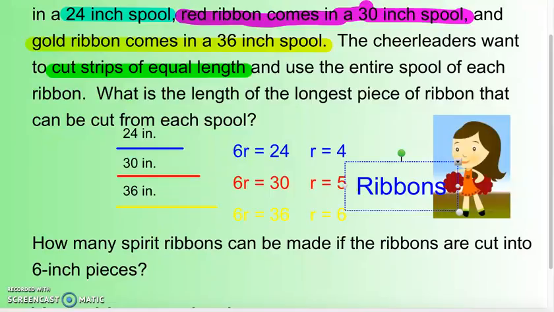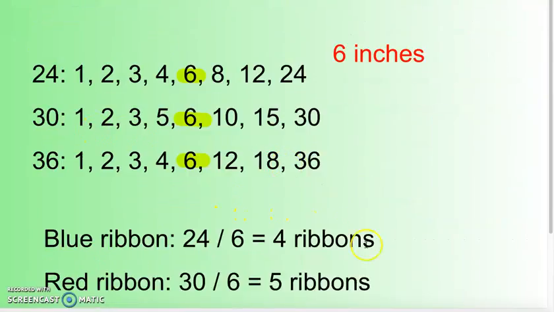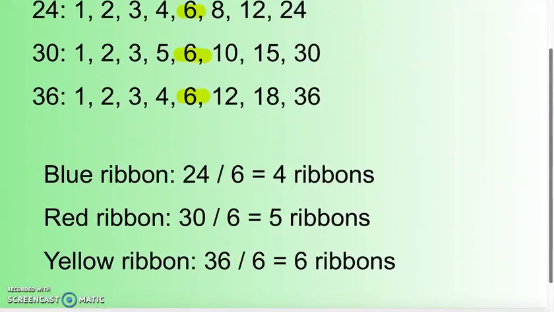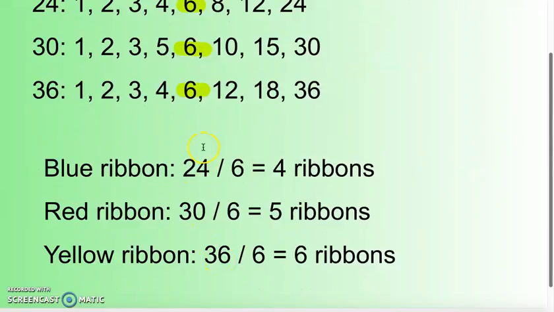Nice job. And here's another way of knowing how to do this. If I'm solving these equations, this is 6 times something is 24. So the opposite of multiplication, or we call it the inverse of multiplication, is division. And so if you notice here, here's my work. 24 divided by 6, I get 4 ribbons. 30 divided by 6 is 5. And 36 divided by 6 is 6.